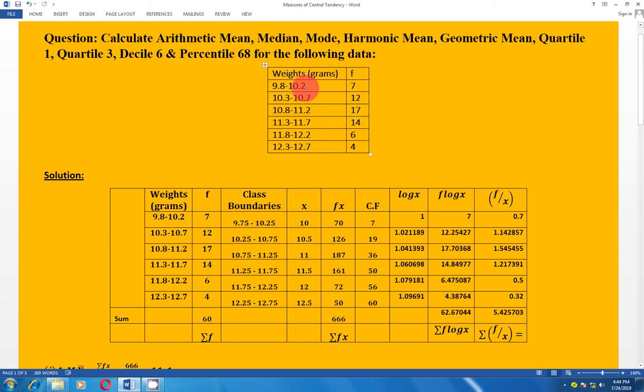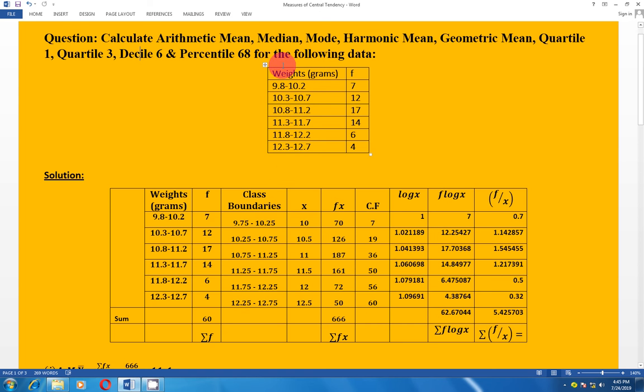So here is the question, in which the first column indicates the weight in grams of different slabs or different ranges. For example, 9.8 to 10.2, 10.3 to 10.7, 10.8 to 11.2, 11.3 to 11.7, and so on. And in the next column, here is the frequency of each weight slab.